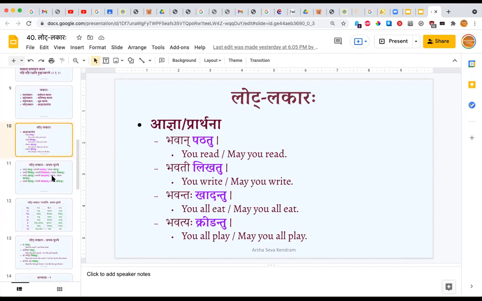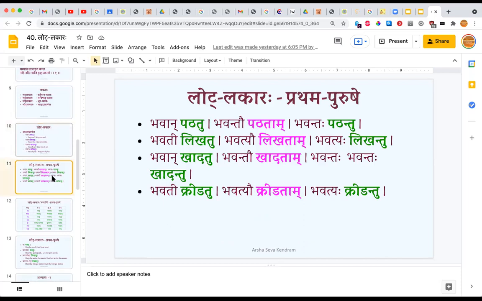Bhavan is a namapada. We will come to that. We will answer that question in a minute. Let us look at the different rupas. But what I want to point out is that this is in the Prathama Purusha. Pathatu, Pathantu is in Prathama Purusha, but I'm saying you read.